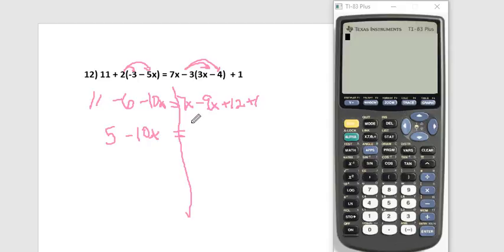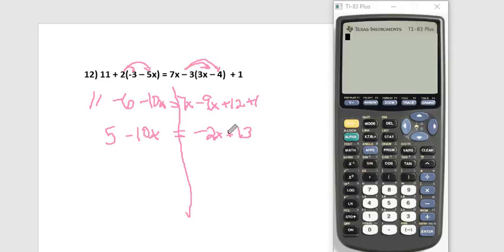equals, keeping it all nice and lined up, 7x minus 9x. That's going to be a negative 2x. 12 plus 1 is 13, so plus 13. So I've got it nice and cleaned up now. I've got x and a constant on the left, x and a constant on the right.